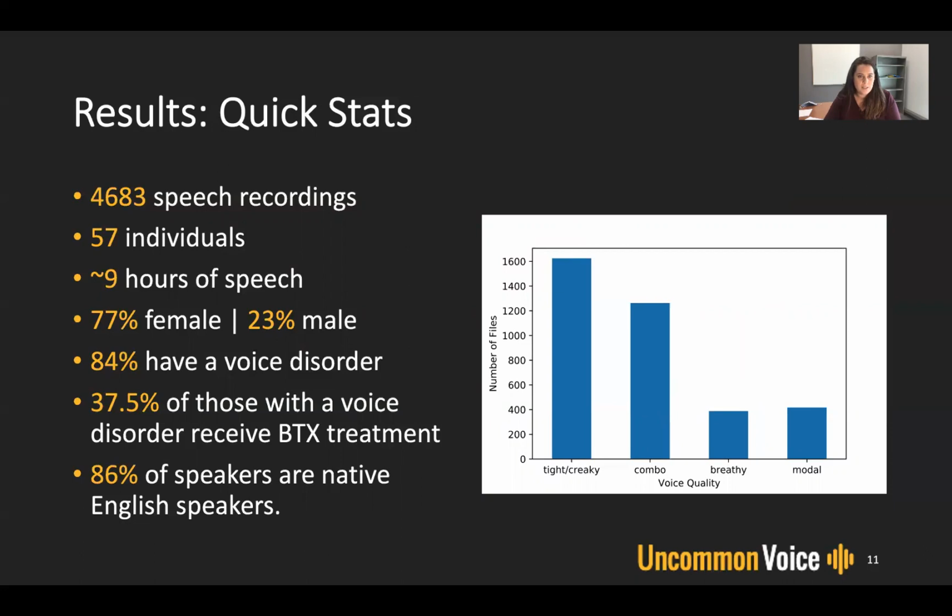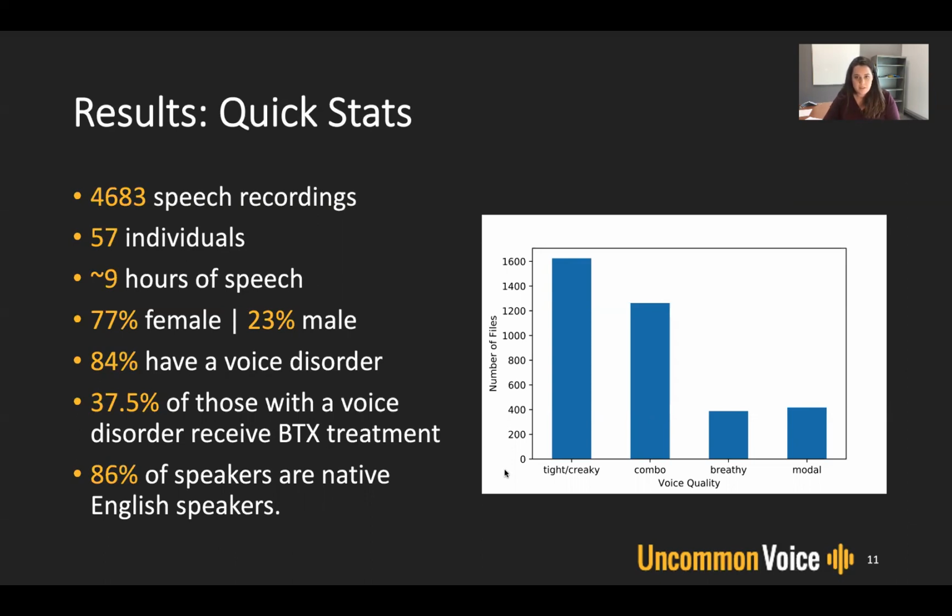So in spasmodic dysphonia, there's a bias towards older females having the voice disorder. So this bias is represented in our data as well. We have 77% female and 23% male. 84% of these individuals have a voice disorder. We also included some control speakers, so there are some control voices that you can compare to. And then 37.5% of those with a voice disorder do receive a treatment. So their voice has been modulated a little bit by Botox, but we have the dates of their last Botox injection recorded. And 86% of the speakers are native English speakers.